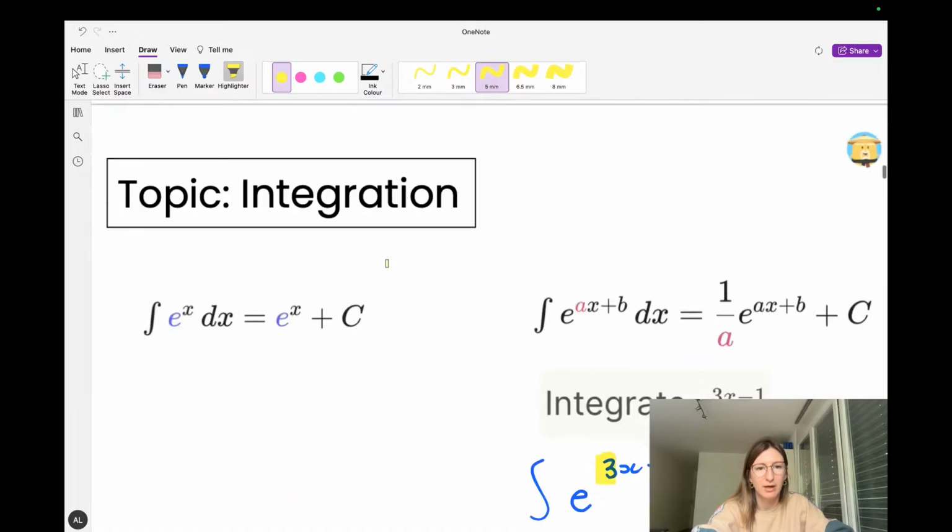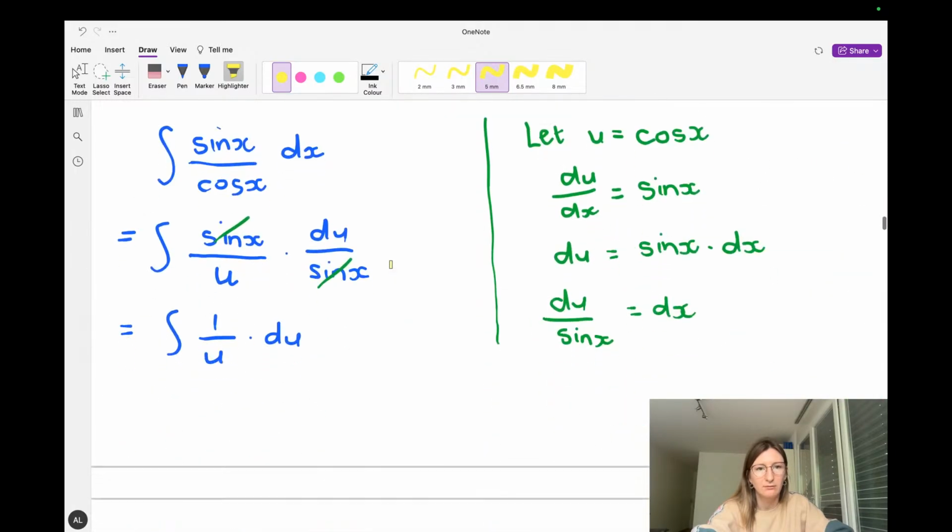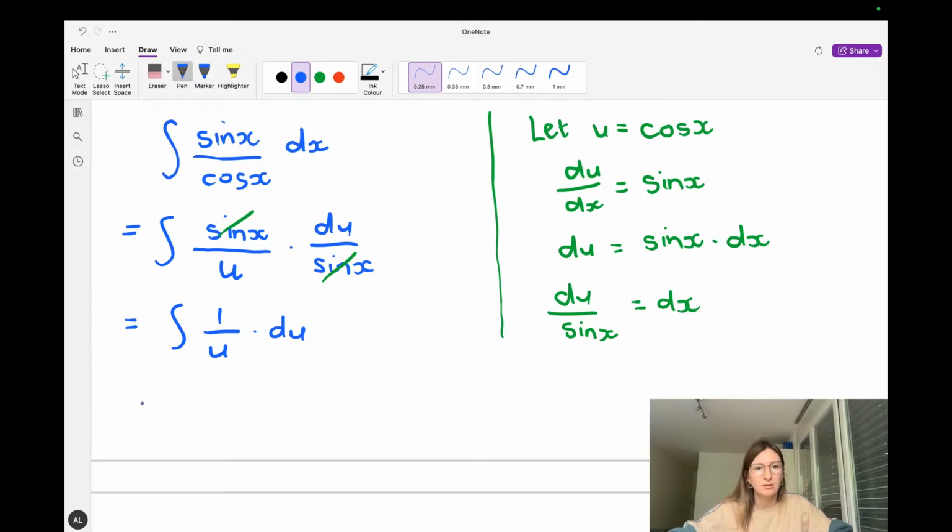So let's go back. Where were we? No, not that one. Here we go. So that is going to be ln of my absolute value of u plus c. But I can't leave it in terms of u. I have to substitute back my u, which was cos x. There we go. And we've integrated.